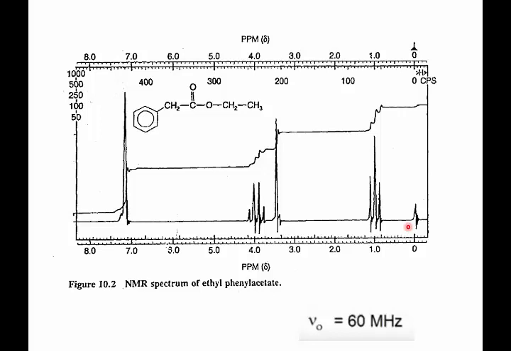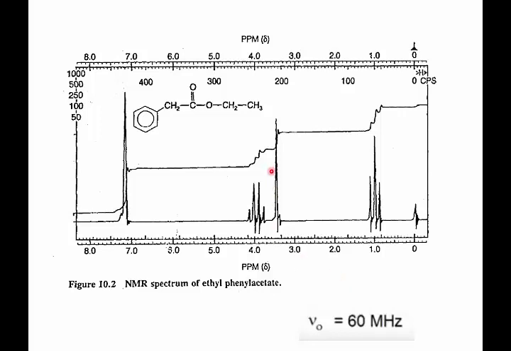The next thing we want to examine is an NMR spectrum for a specific compound, ethyl phenyl acetate. This particular spectrum was generated by a 60 megahertz spectrometer. Our task here is to interpret this NMR spectrum. Now, when your objective is to interpret an NMR spectrum, I recommend doing this first. Determine the number of sets of equivalent protons in the molecule. Each set will correspond to one signal in the spectrum. And when I say signal, I mean not counting any splitting effects.